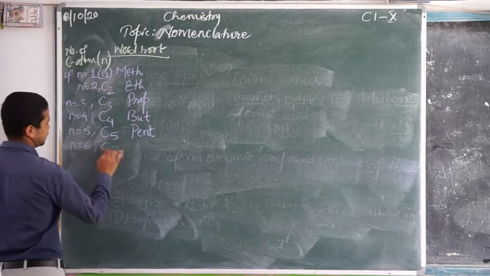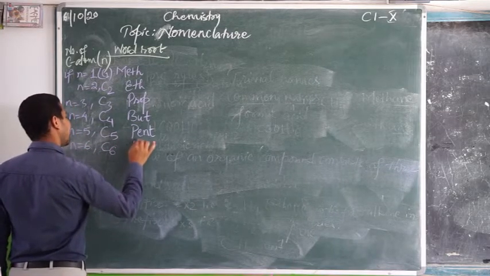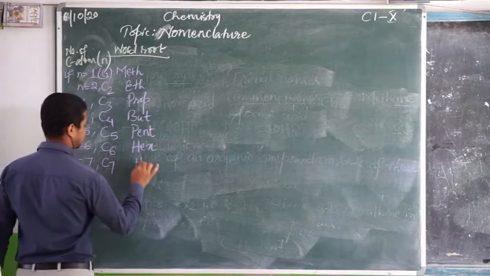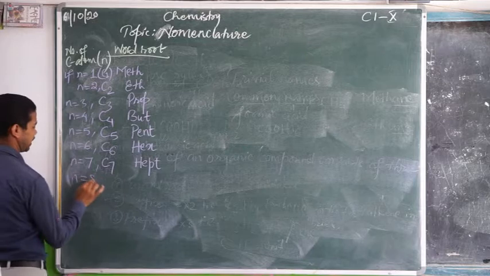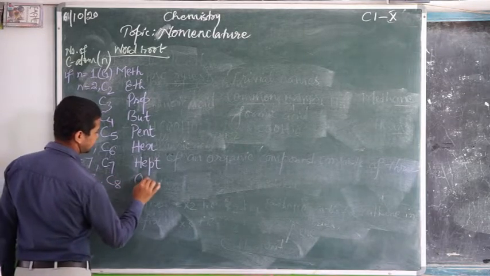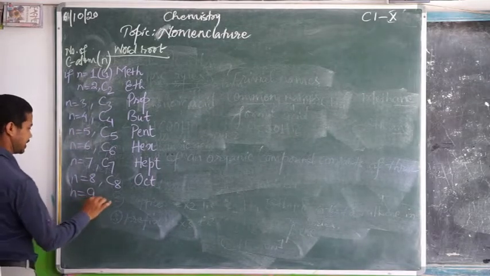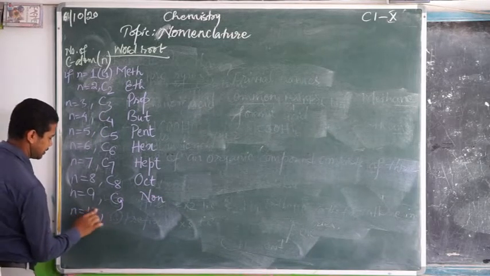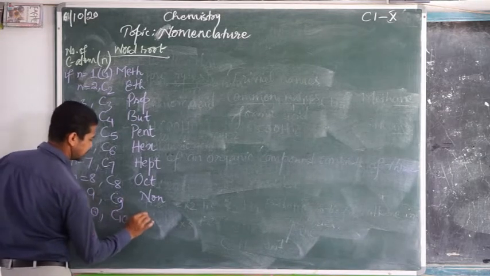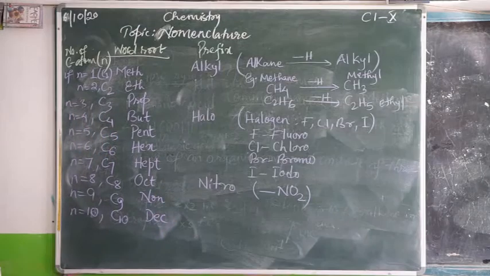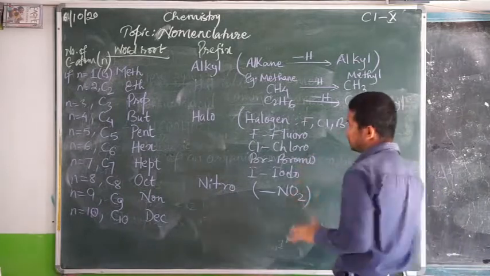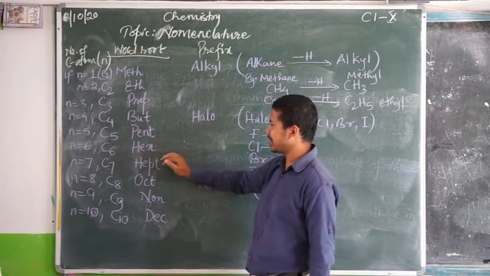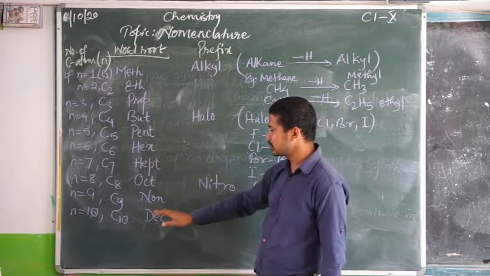N is equal to 6, C6 is hex. N is equal to 7, C7 is hept. N is equal to 8, C8, that is oct. N is equal to 9, C9, that is non. N is equal to 10, C10, that is dec. These are the word roots. That means if carbon number is 1, then meth. If carbon number is 2, then eth. Carbon number 3, prop. Carbon number 4, but. 5, pent. 6, hex. 7, hept. 8, oct. 9, non. 10, dec.